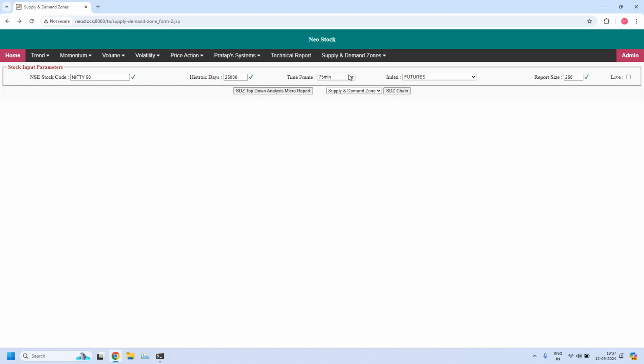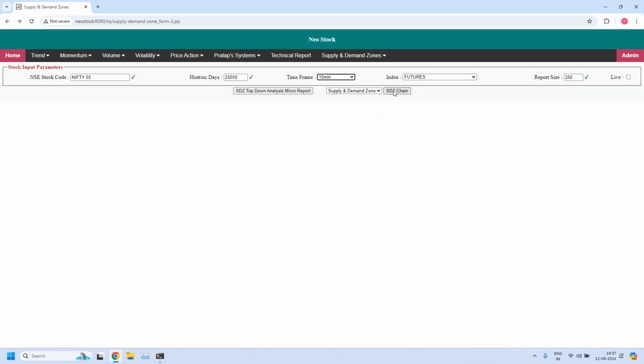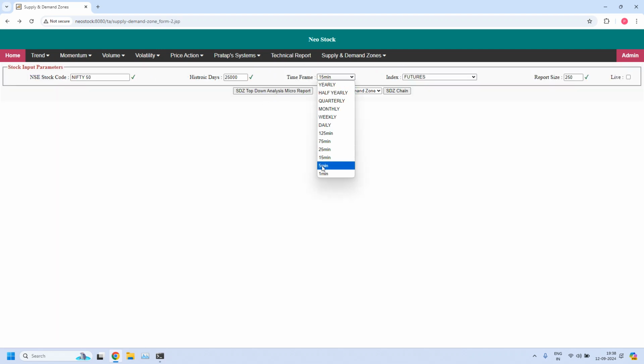Next time frame is 25 minutes. I am generating 25 minutes supply demand zone chain for NIFTY. The next time frame is 15 minutes, generating 15 minutes supply demand zone chain for NIFTY. The next time frame is 5 minutes. I am generating 5 minutes supply demand zone chain for NIFTY.